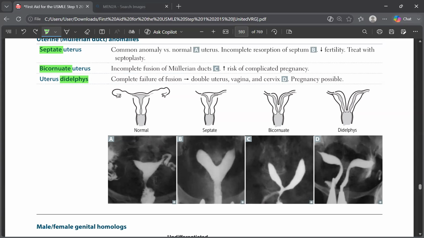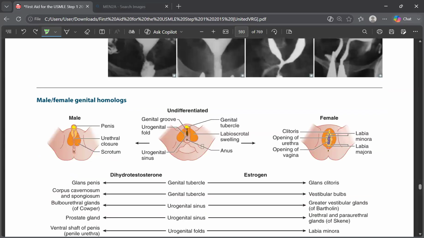So this is a normal uterus and the fusion is normal. This is the septate uterus, where the septum has not been completely resorbed and it requires septoplasty. And this one is a bicornuate uterus with incomplete fusion of Mullerian ducts. And this one has complete failure of fusion, and since there is no fusion, there are separate uteruses, vagina, and cervix.